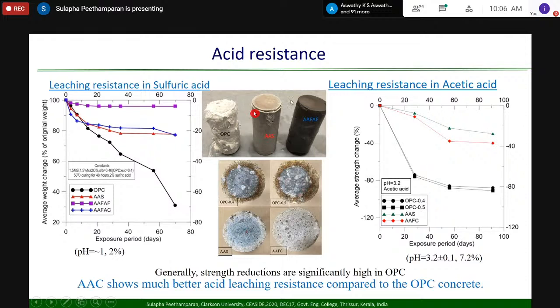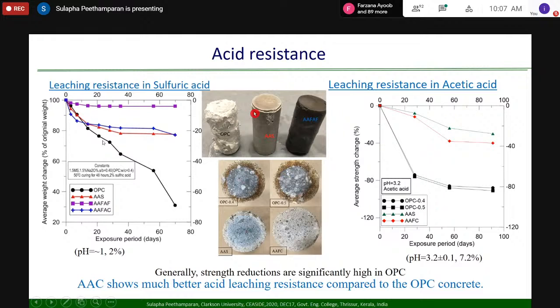But look at this geopolymer concrete. The integrity is still there. It did not dissolve. If you cut that one, you will see that the acid did not penetrate that much into the concrete and the cement did not leach out. You can also find the remaining strength of this concrete and plot it in here. That is what I am showing, the reduction in strength with time.